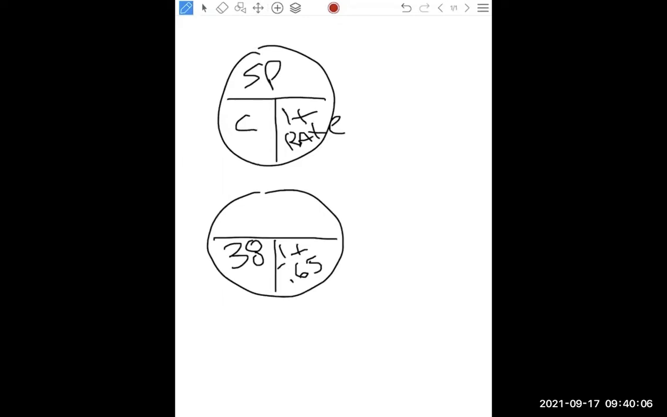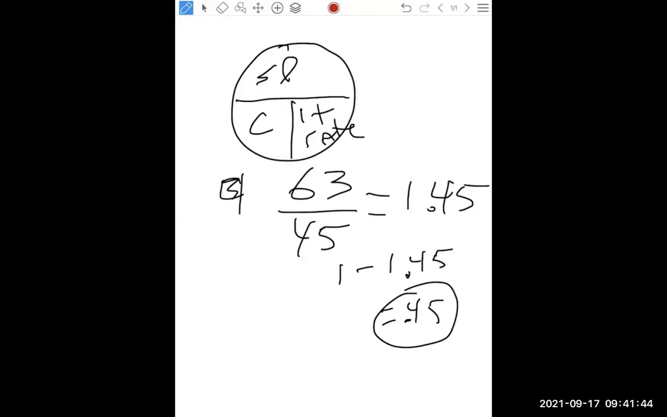So $38 times 1.65 equals $62.70. So that's going to be my sales price for each of the toasters. So again, every problem in 8.1 to 8.5 you can solve using this particular formula. All right, I'm going to move on to one more problem here.